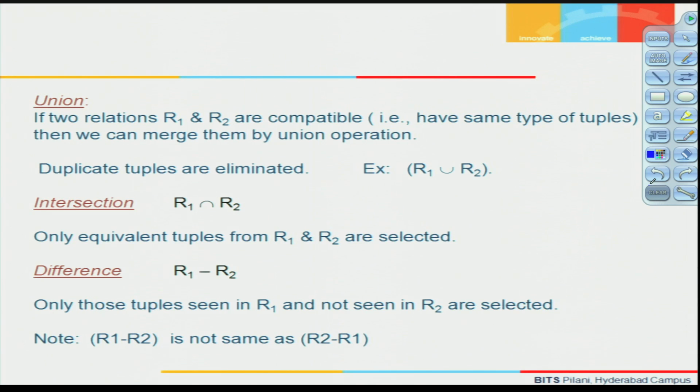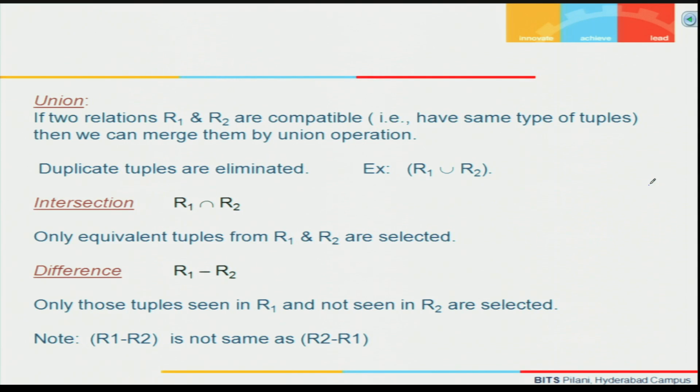Next, we will see the union operation, which is a set theoretic operation. If two relations R1 and R2 are compatible, we call them union compatible. Then we can merge them by the union operation, or we can apply the difference operation, or the intersection operation. We say that two relations are union compatible if they have the same number of columns for each tuple and the domain of each column is the same.